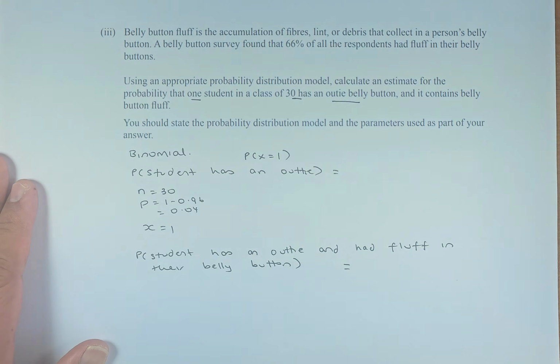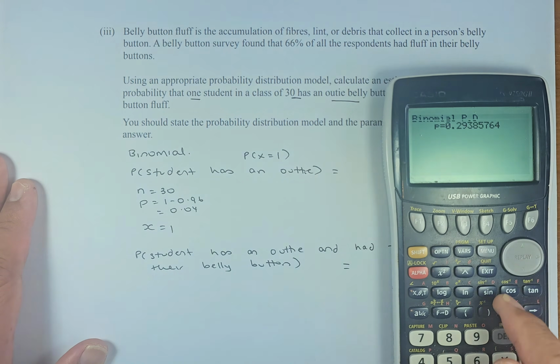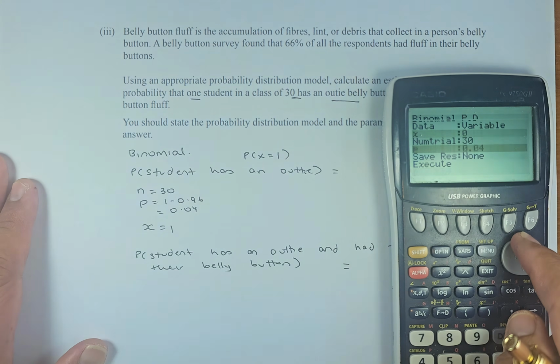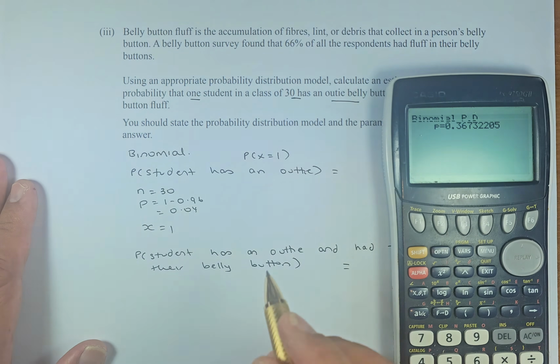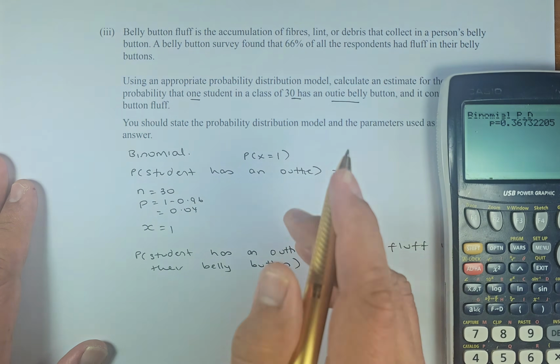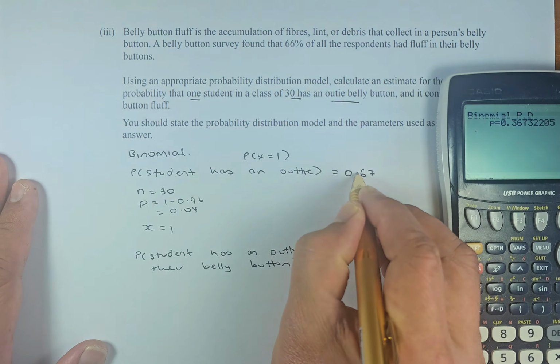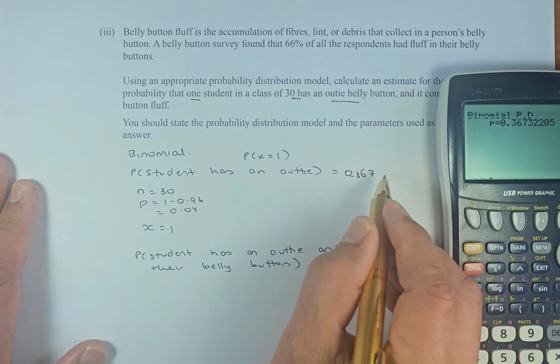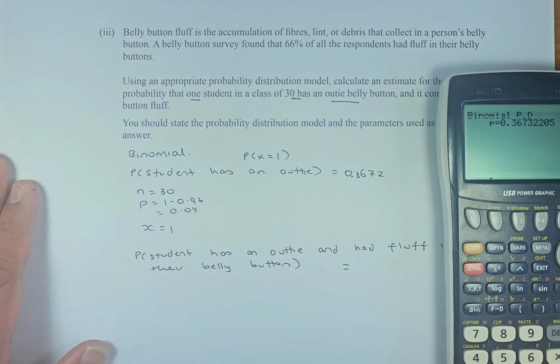So we're going to bring down our calculator back, okay? Same calculation, okay? We are just going to exit, and this time we are going to change, instead of x equal to 0, we're going to x equal to 1. The rest of the variables are the same. Number of trials is 30, p 0.04, execute, and the answer is 0.3672. I just put it down here. So 3, 6, 7, 2. Okay, just put it there. And that is the probability of having one outie.